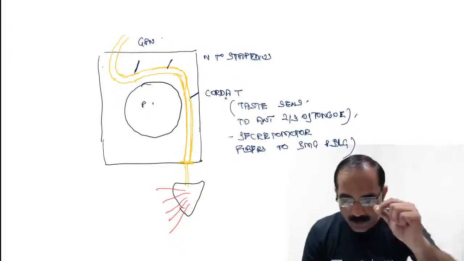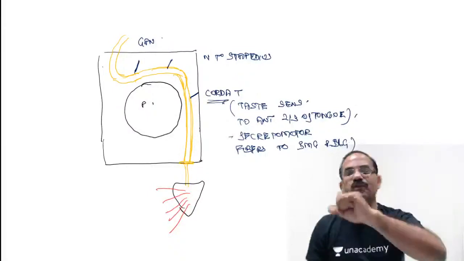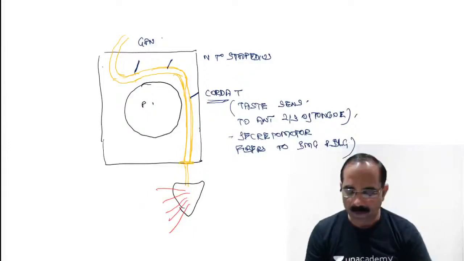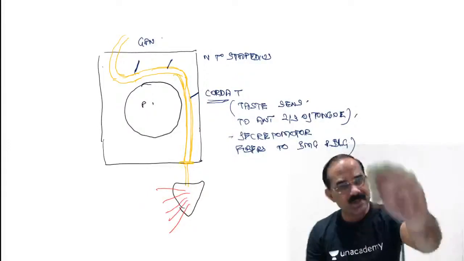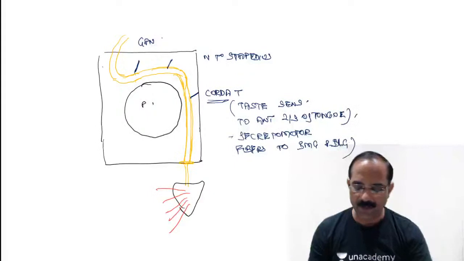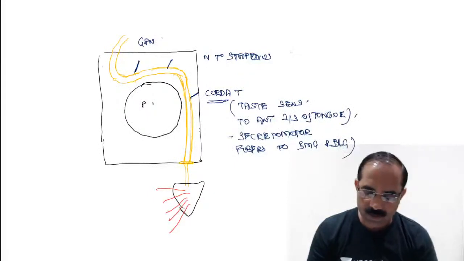If the chorda tympani nerve is injured, if there's a lesion of chorda tympani, what will happen? There will be loss of taste sensations, and loss of secretions from the submandibular and the sublingual glands. What does the nerve to stapedius supply? It supplies the stapedius.